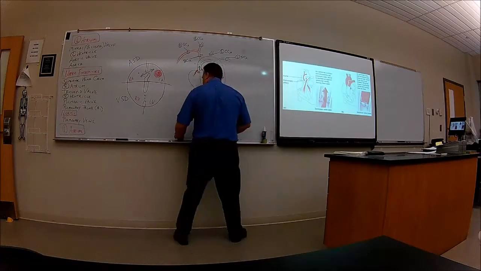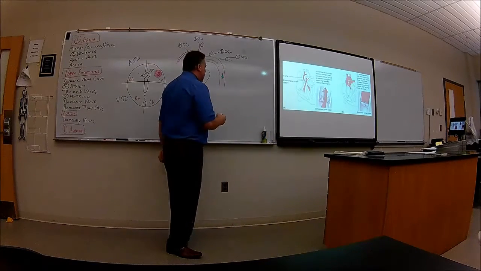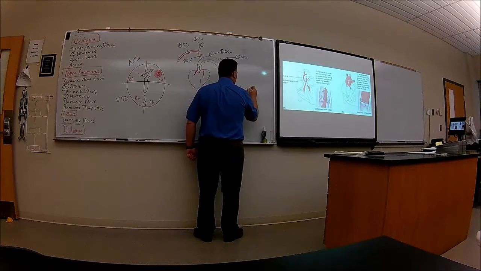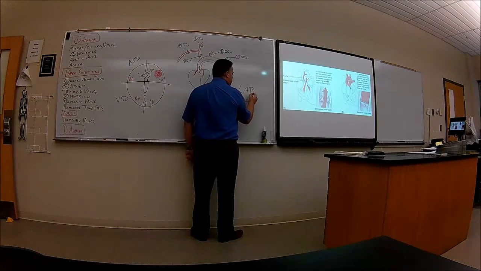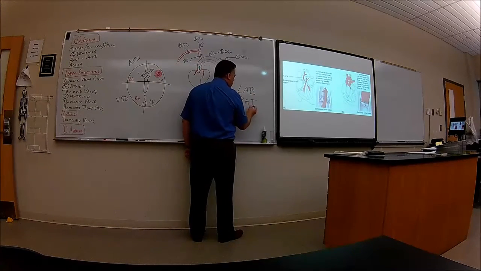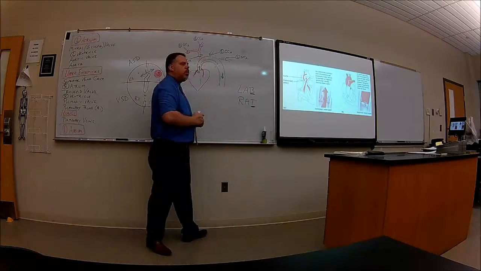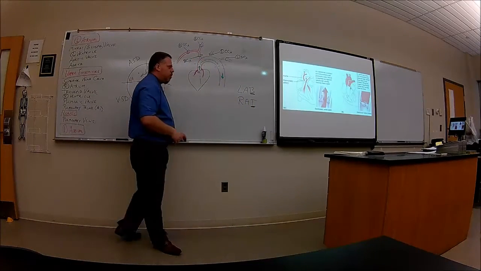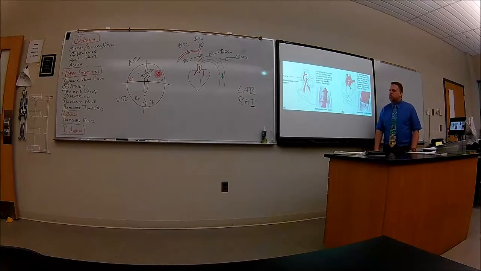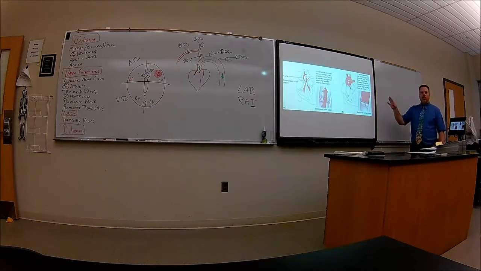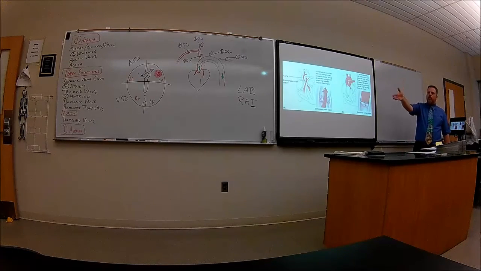So my little mnemonic here is lab rat. The left atrium has the bicuspid valve. The right atrium has the tricuspid valve. That helps you a little bit. Okay? I don't have a mnemonic for the semilunar valves. You probably have them memorized already. You won't even need a mnemonic.